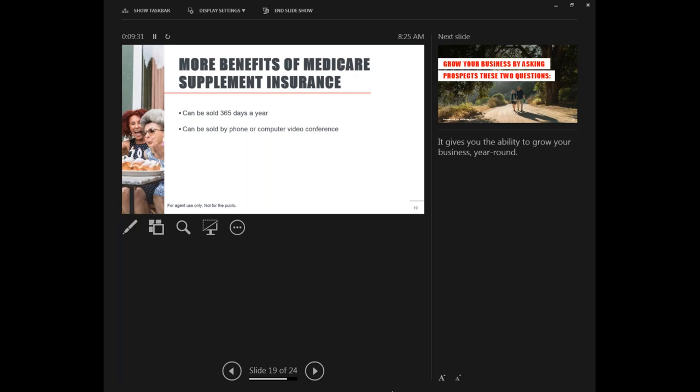The reason being, from October 15th to December 7th is the annual enrollment period for Medicare Advantage plans, which is that Part C, where people are coming and going from those plans. So when they leave a Medicare Advantage plan, you see a lot of people coming back to original Medicare and selecting a Medicare supplement policy. So that's why, when agents are focusing on Med Sup, that's going to be their busiest time of year.